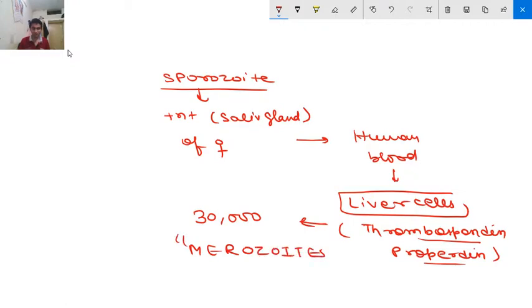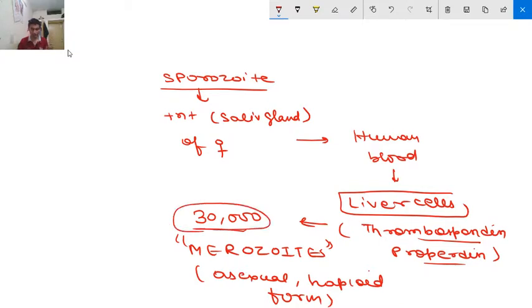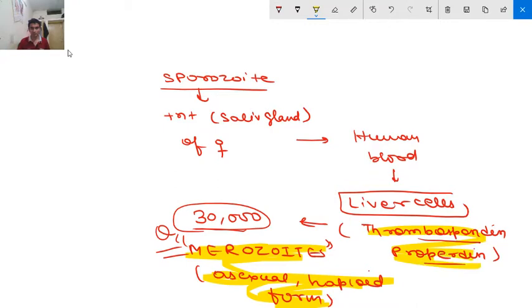So the first stage, the infective stage, is the sporozoite. Then in the liver it multiplies and forms as many as 30,000 merozoites, and these merozoites are an asexual haploid form. This is very important. This number is per hepatocyte rupture. If one hepatocyte ruptures, it will release 30,000 merozoites, which are asexual haploid forms. Clear? This is an important MCQ question: merozoites are an asexual haploid form, and the sporozoite is the infective stage for the infection.